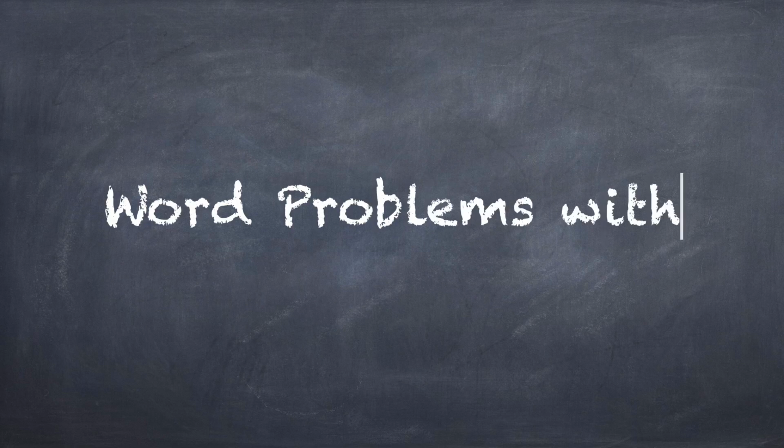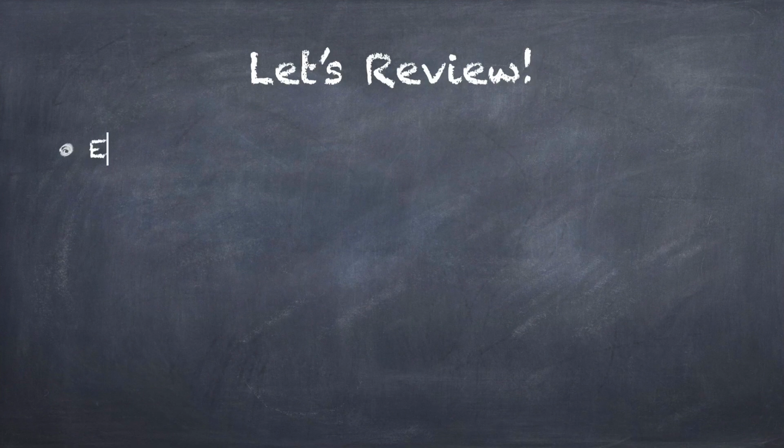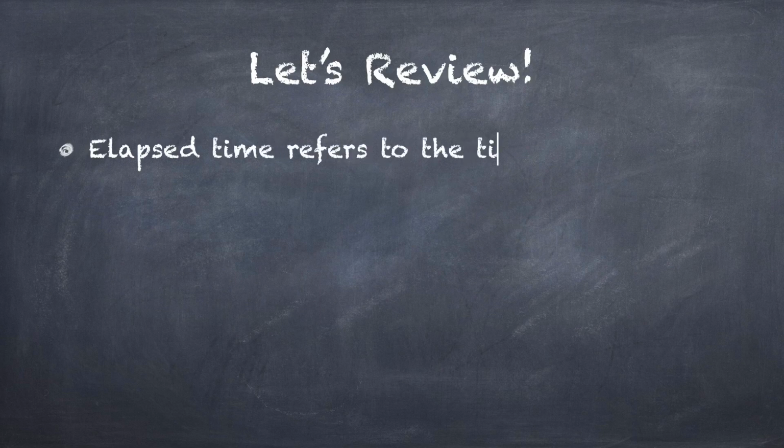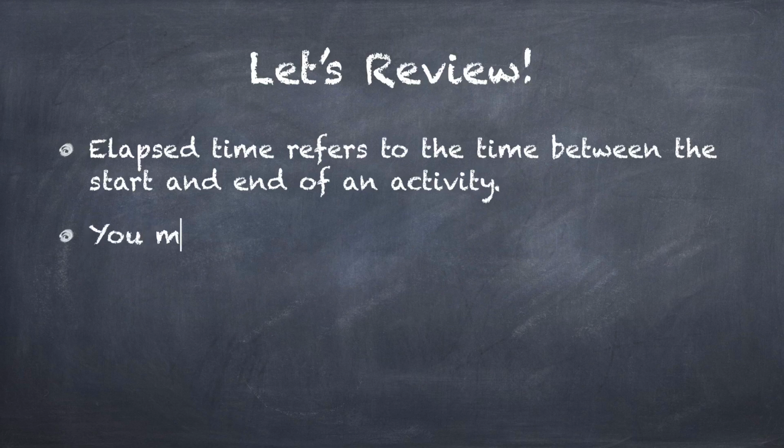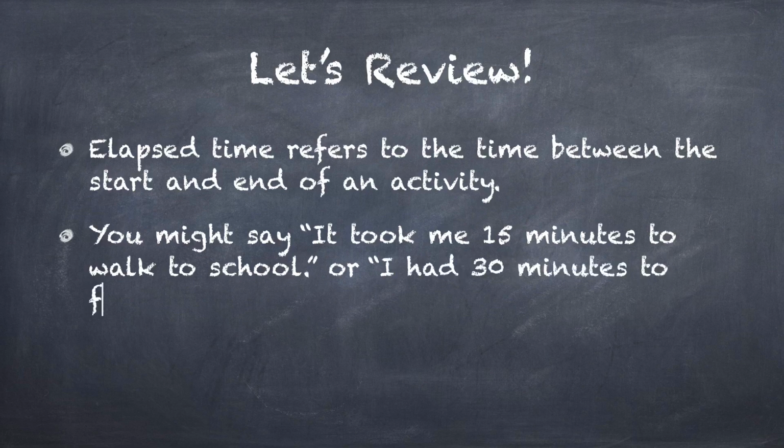Alright guys, this time we're going to be working with the word problems using the elapsed time from the last video. So let's have a little bit of review. Elapsed time refers to the time between the start and end of an activity. You might say it took 15 minutes to walk to school, or I had 30 minutes to finish my test. Meaning from the beginning to the end of the walk, it took 15 minutes, and from the beginning to the end of the test, it took 30 minutes.